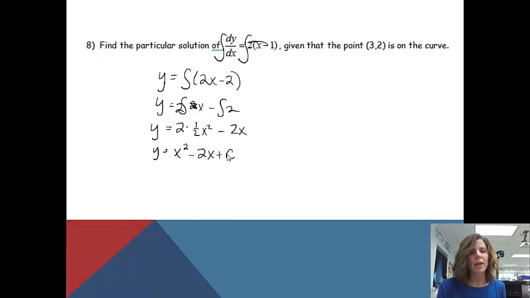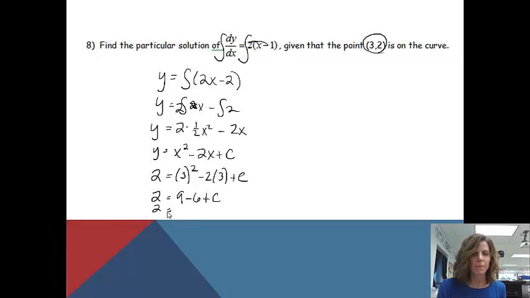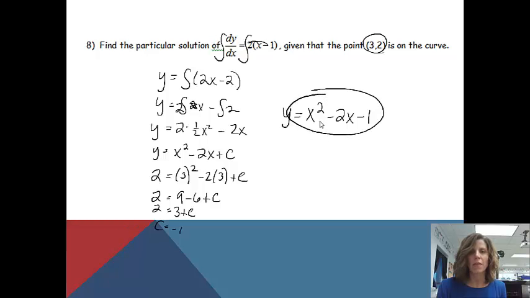Now we have a c, and it tells me that the point (3, 2) is on the curve. For the particular solution, we're just going to find c. So we're going to plug that information in for our x and our y. We know that y is 2 and we know that x is 3, and now we're just solving for c. So I'm going to get 2 equals 9 minus 6 plus c. 2 equals 3 plus c, so c must equal -1. So when it asked me for my particular solution, it would be y equals x squared minus 2x minus 1. And that would be it.